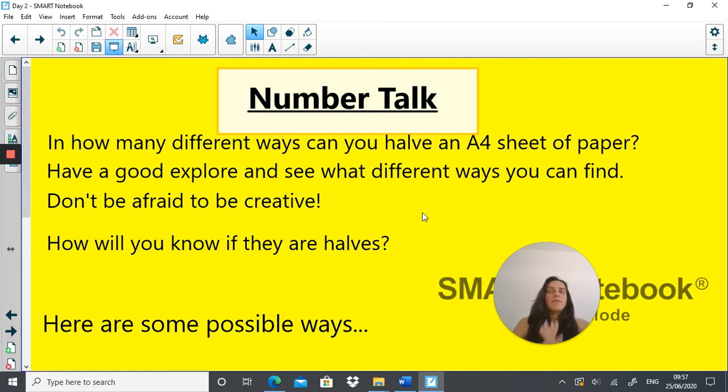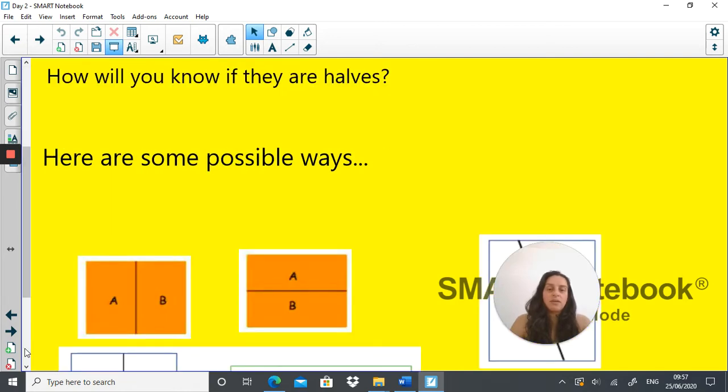So if you've got the A4 sheet of paper in front of you, I want you to try and fold it to see in how many ways you can fold it in half. Just pause the video and see all the different ways that you can fold it or even cut it and make patterns to fold it in half. So here are some possible ways I've drawn out for you. That's probably the easiest way of showing you.